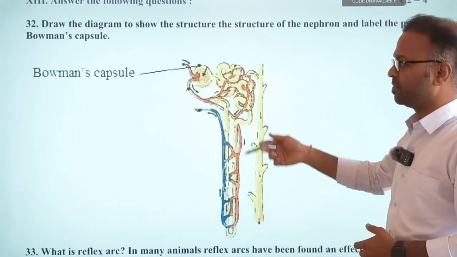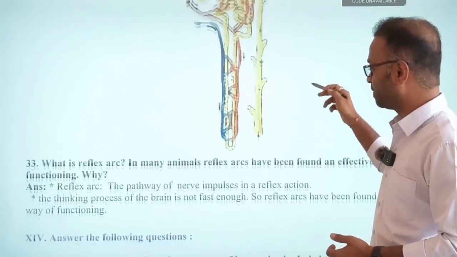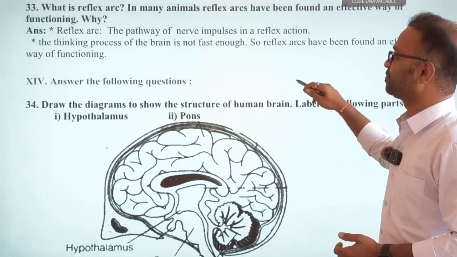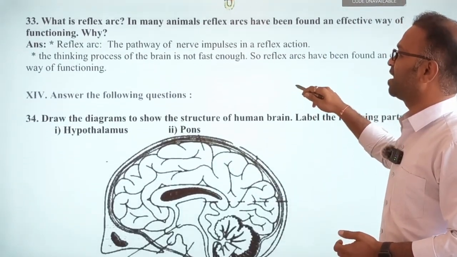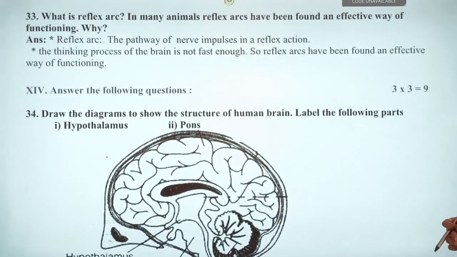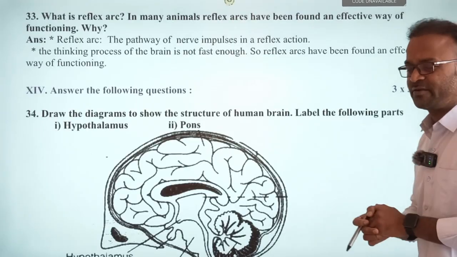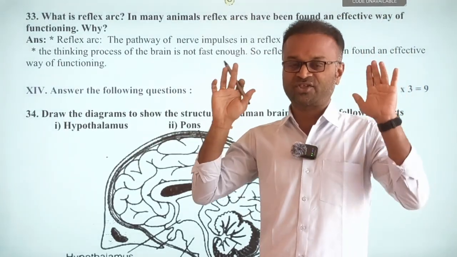So diagram of the nephron, please do practice. Yes, very important diagram. Okay. Next one is, what is reflex arc? In many animals, reflex arc has been found an effective way of functioning. Why? So what is reflex arc? See, reflex action. What is reflex action?